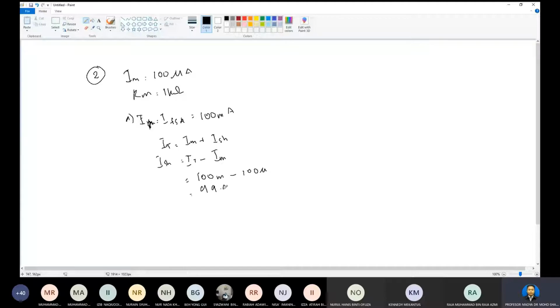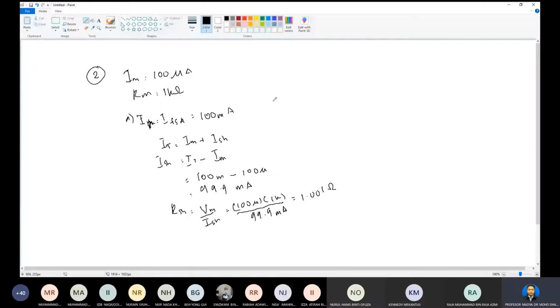That is for current I shunt. And then calculate the resistance shunt: it will be Vm divided by I shunt. Vm is 100 microampere multiplied by 1 kilo ohm, divided by 99.9 milliampere. So the answer will be 1.001 ohms. That is for resistance shunt.